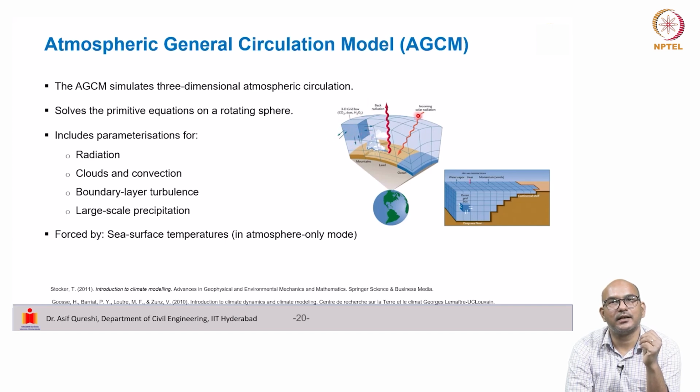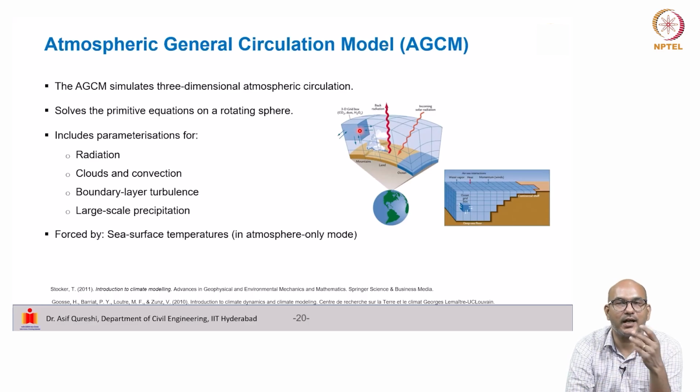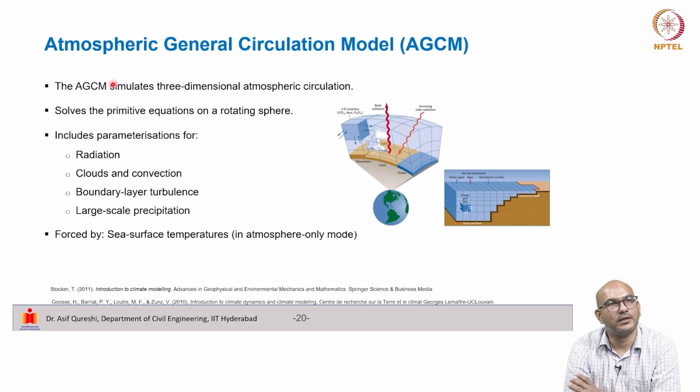Simultaneously, there is incoming radiation of course through this box, and there is also back radiation through this box. And then the earth is rotating, so all of this is under rotation, and the flows will also be adequately calculated. So, the AGCM will solve the primitive equations on this rotating sphere and will include parameterizations for radiation, clouds and convection, the boundary layer turbulence and the large scale precipitation.